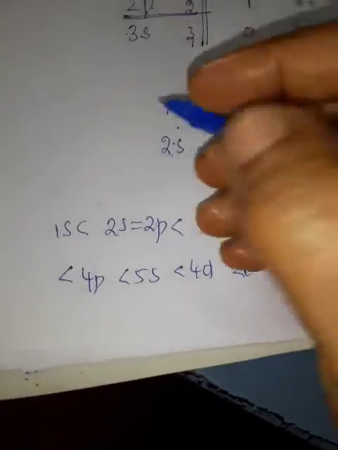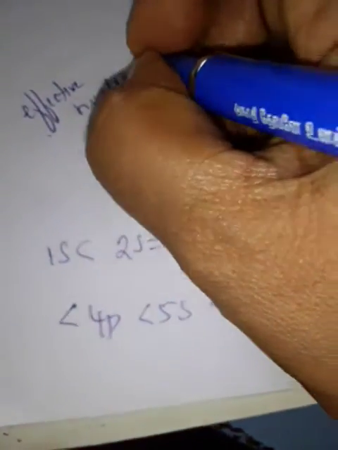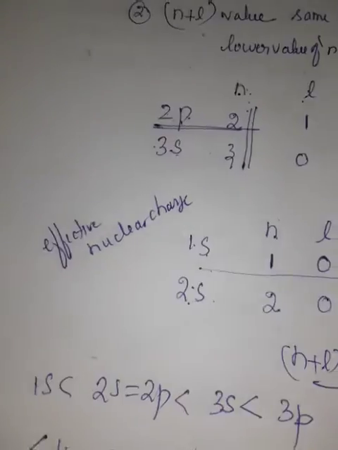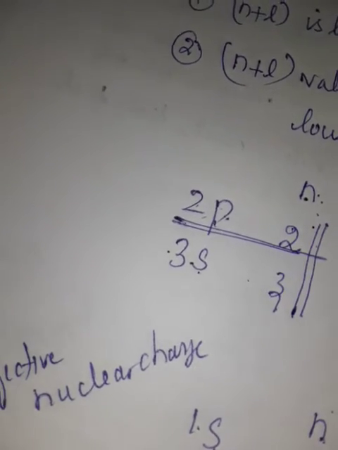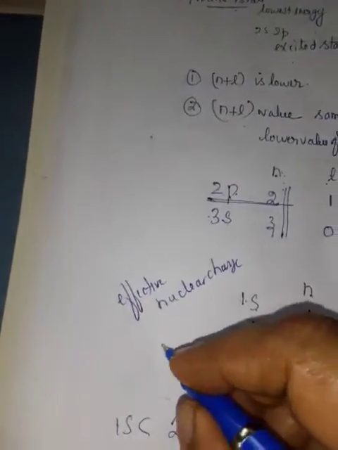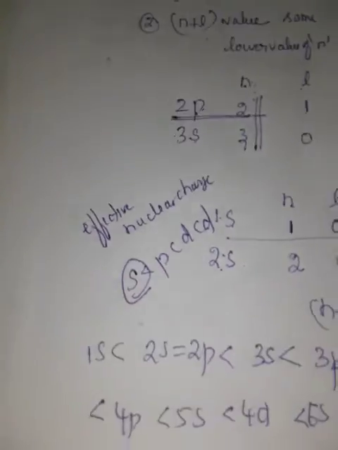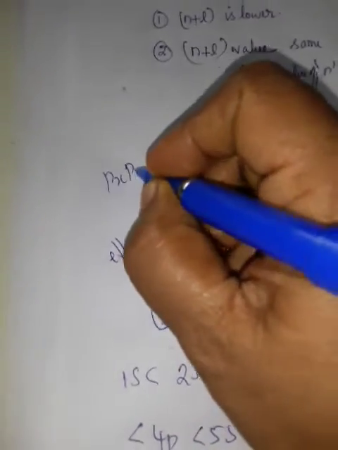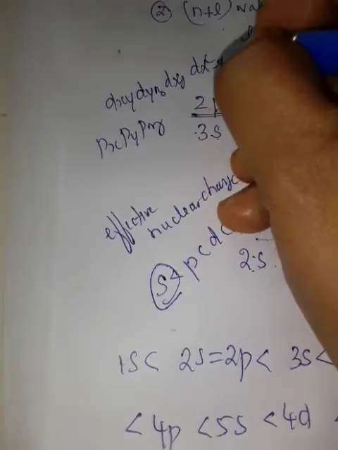Here, the net charge experienced by the electron is called the effective nuclear charge. What is effective nuclear charge? The charge experienced by the electron. The effective nuclear charge depends upon the shape of the orbitals and decreases with increase in azimuthal quantum number. The greater the effective nuclear charge, the greater is its stability. So the stability of the orbitals is in the order s, then p, then d, then f. The s orbital is the most stable because it is near to the nucleus.